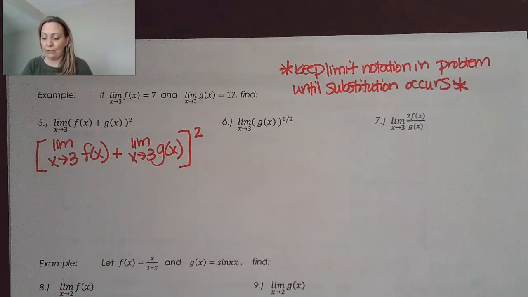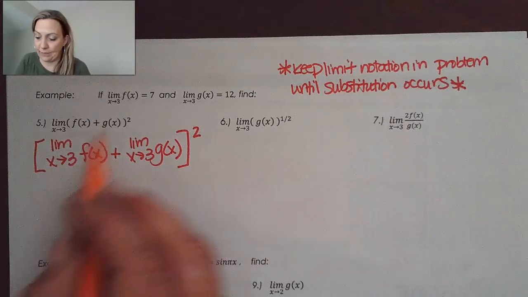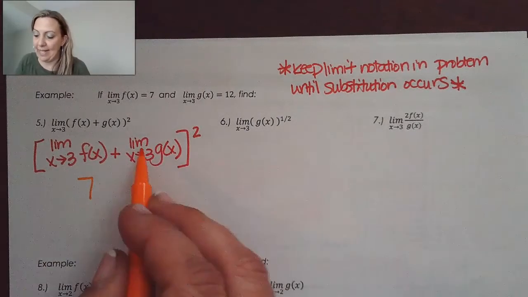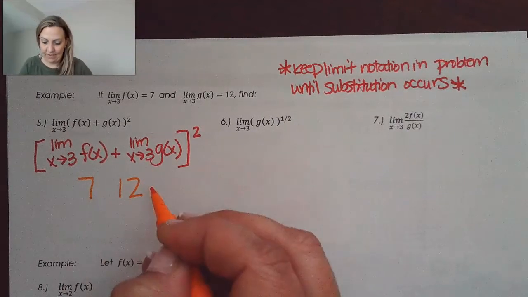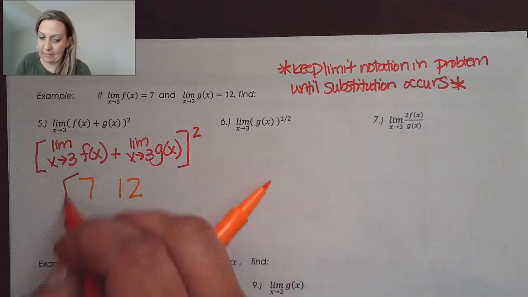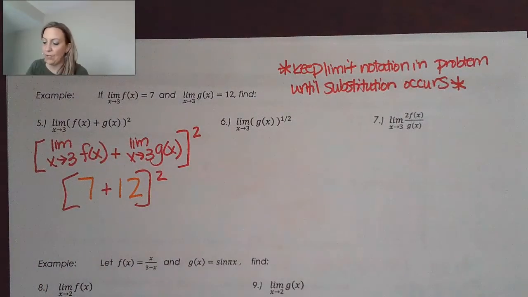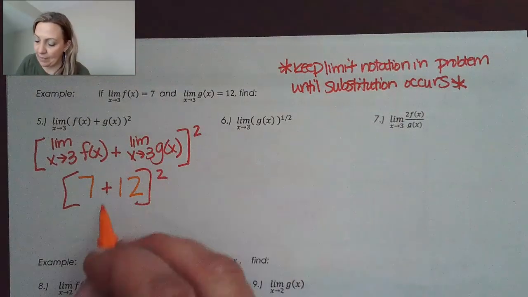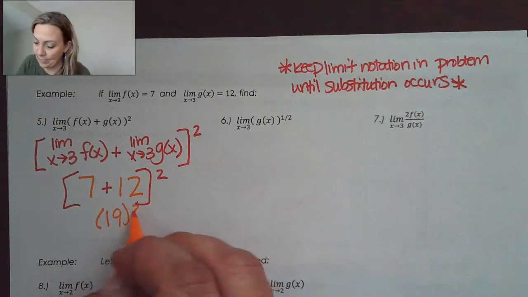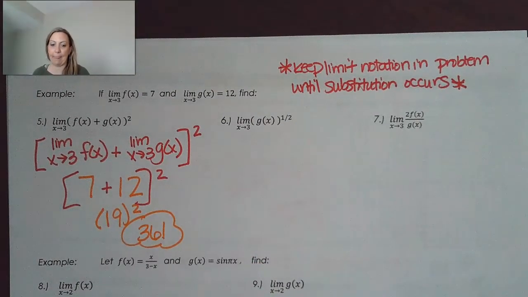Now it's legal for me to take the limit of f of x as x goes to 3, which is 7, and the limit of g of x as x goes to 3, which is 12, and for me to continue. Okay. So again, I had the sum and then the power that I could use, and so now I'm just going to take 19 squared, which is 361, and I can evaluate that limit.